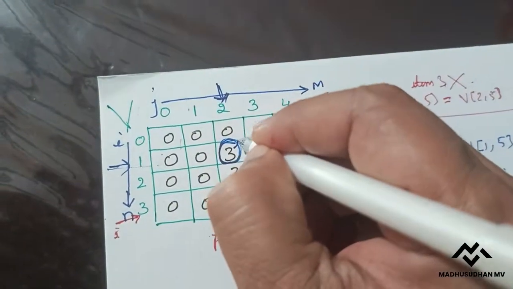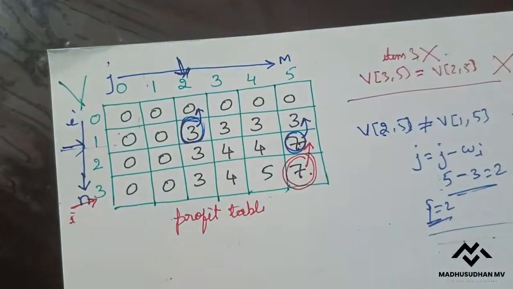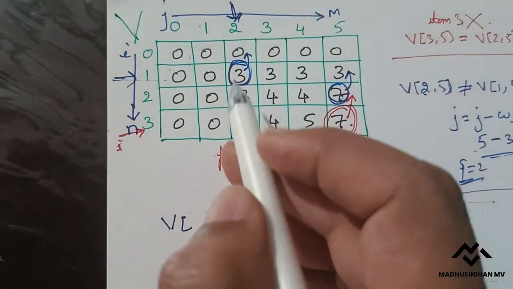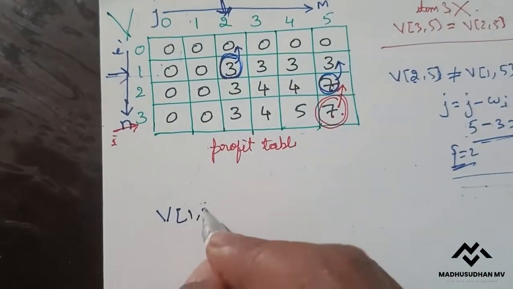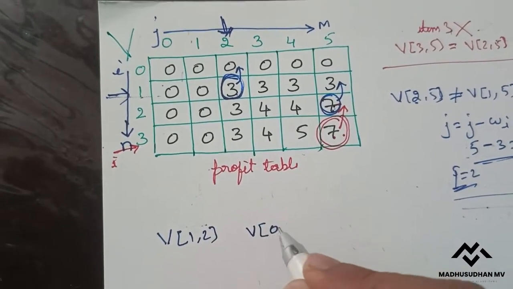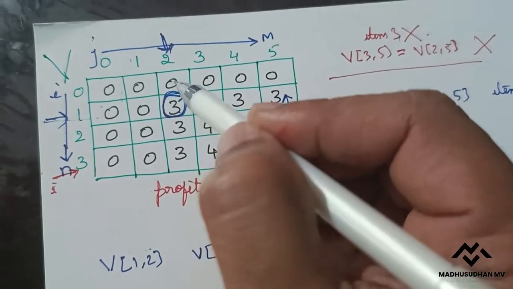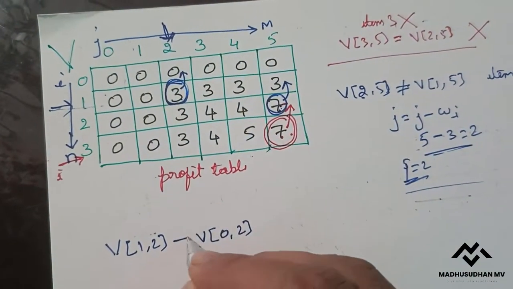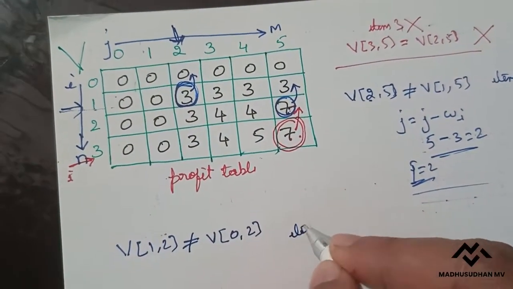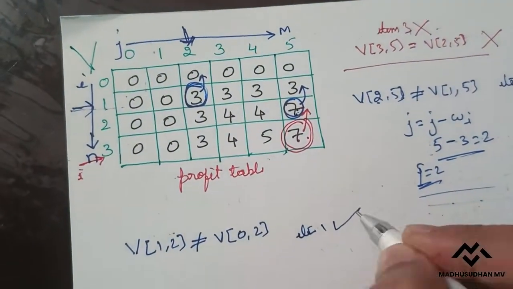Now again I'm comparing this with the value above. The value of this is 1 comma 2, and I am checking it with the one above it, which is 0 comma 2. So since these two are the same, not different, it means the item is not selected. Okay, which item? Item 1. Item 1 is also selected.